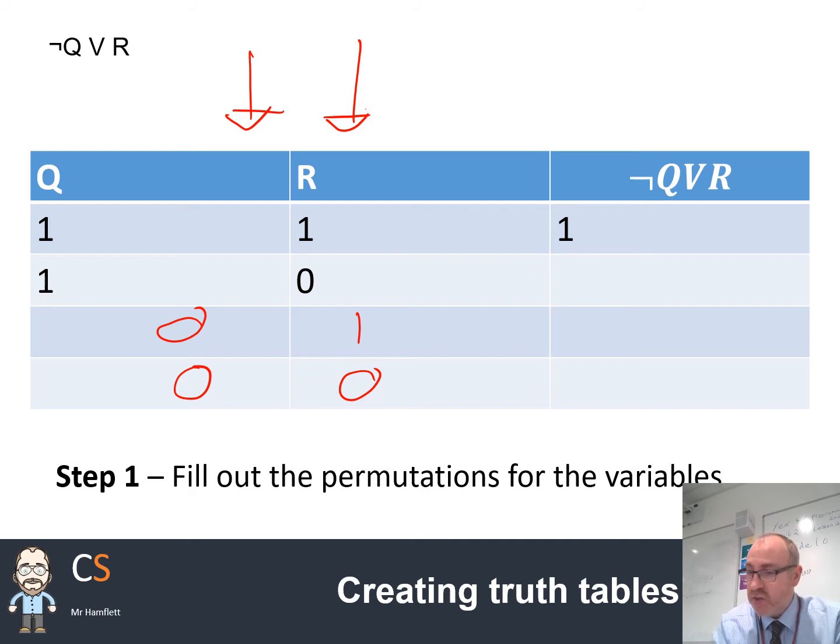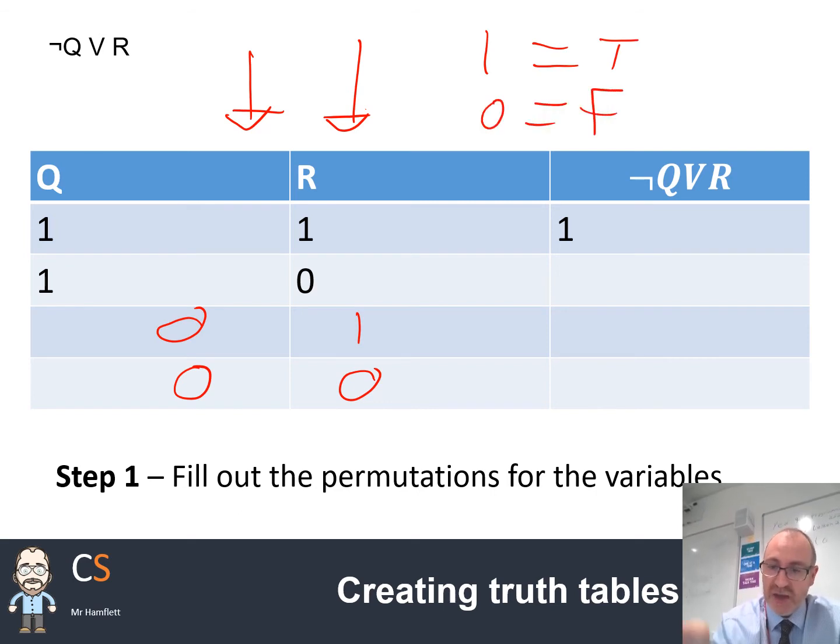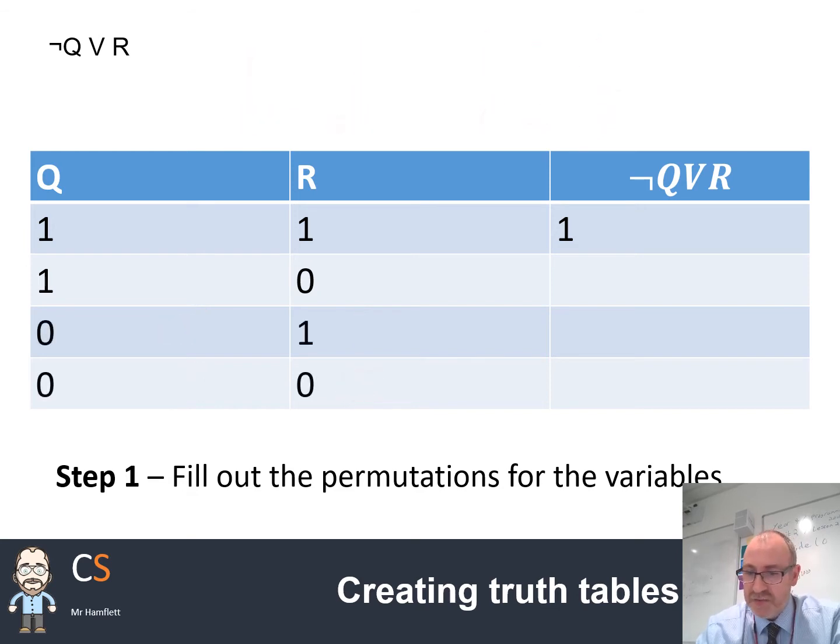So I've got two letters, Q and R. There's a maximum of 4 possible values that I can have. Just to be clear, 1 is the same as true, and 0 is the same as false. You're most likely going to get 1s and 0s in the exam. So that's the permutations now filled out.